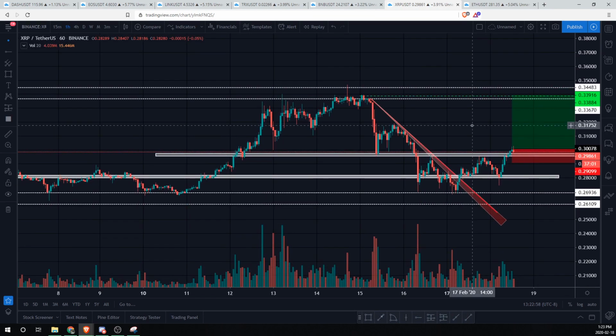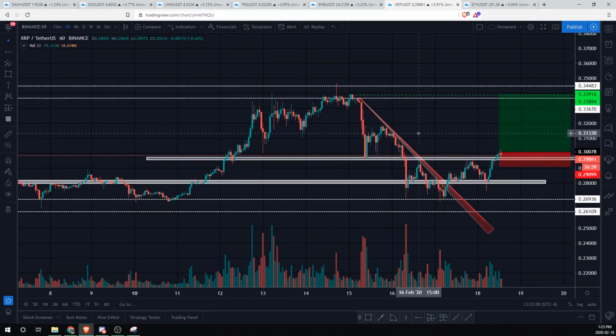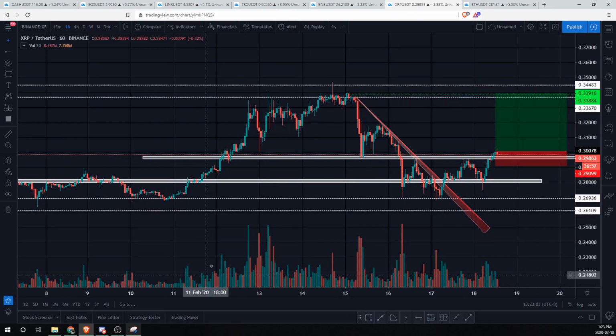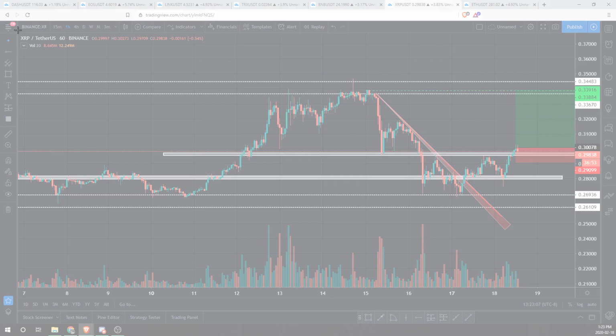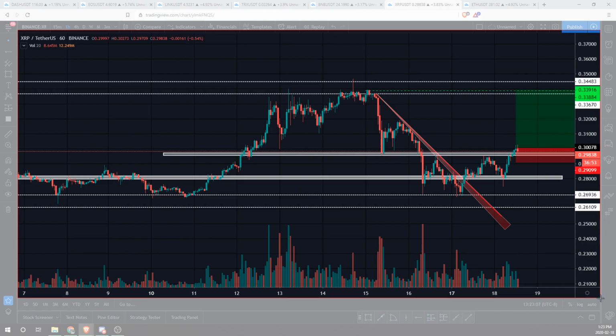And then this is also another pair that we are in. This is XRP. Let's just discuss the overall structure. It's pretty similar. So the overall alt market situation is pretty similar for a lot of the major ones.